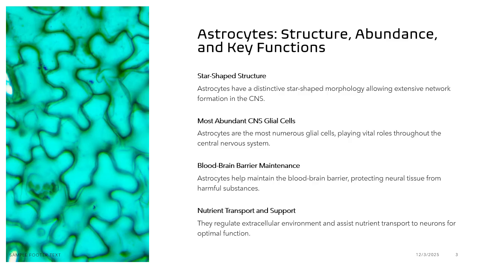So the first one we want to look at is the astrocytes. These are star-shaped. Astro means star, cytes is cells, so star-shaped cells. Most abundant glial cells in the central nervous system. They provide structural support, regulate the extracellular environment, maintain the blood-brain barrier, and assist in nutrient transport to neurons, because we got to keep our neurons well fed and alive.